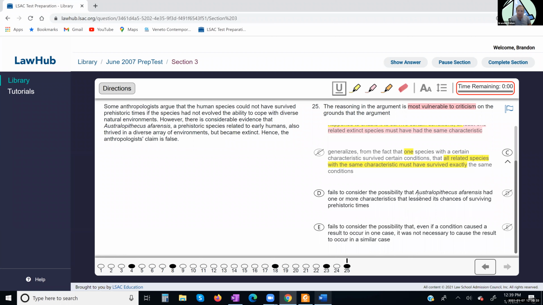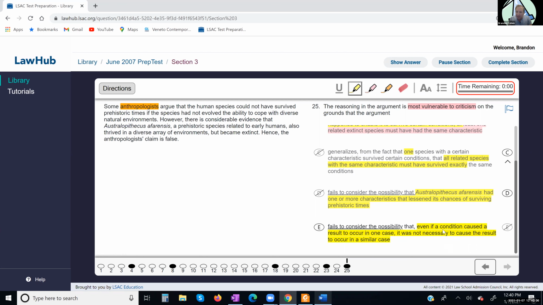Fails to consider the possibility that, this is going to be the overlooked option. So overlooked option is the weaken. If they had one or more characteristics that lessened their chances, this is explaining why they didn't survive. This is getting into the reasons why, but we know for a fact they were extinct. The question was, is that enough to dismantle the conditional reasoning of the anthropologist? And so the explanation for why they didn't survive is not relevant.